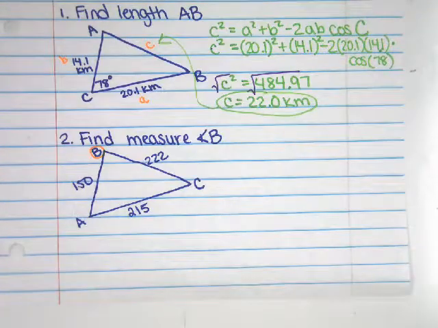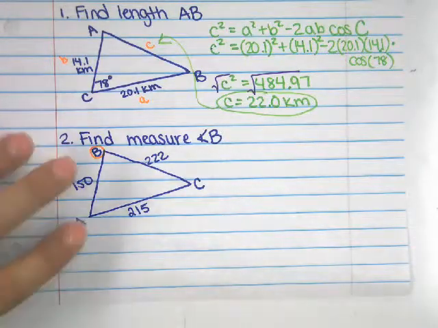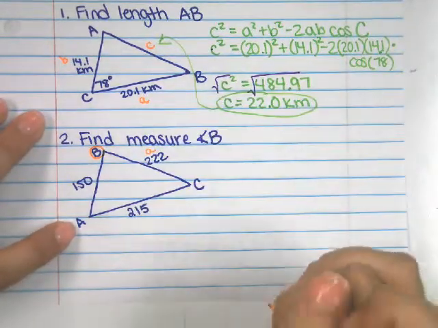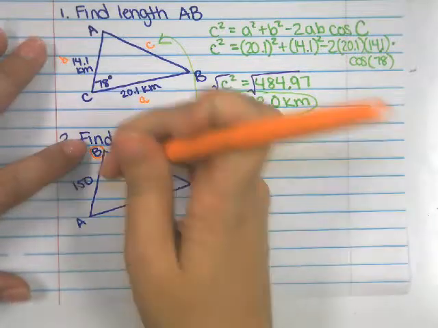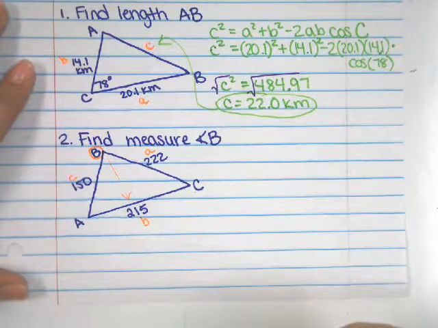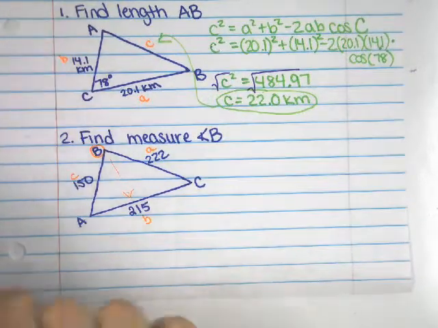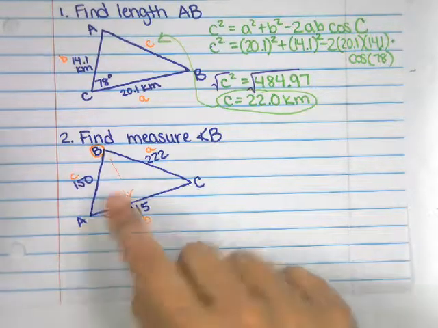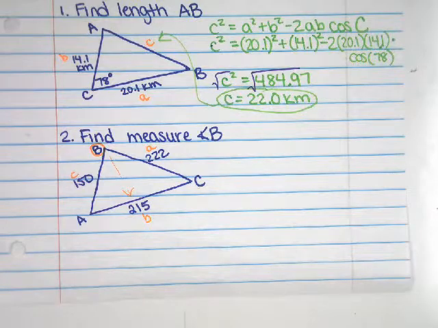I need to get my triangle labeled based on the letters that they gave me. So if this is angle A, this is side A, angle B, side B, once again across from it, angle C, side C is across from it. Very important that it gets labeled like that, otherwise you will not come up with the correct answer. Must label it like that. Opposite sides have the same letter as the opposite angle.